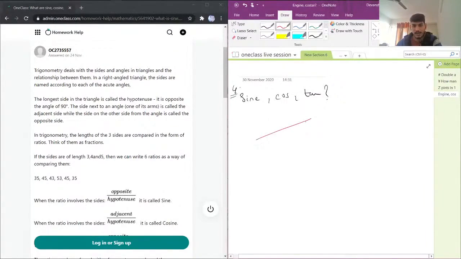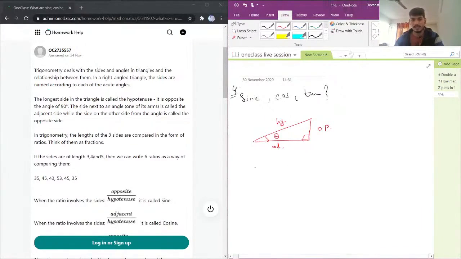So basically, if we have a right angle triangle, this is 90 degrees. Let's say this angle is theta. Let's say this is the opposite side, this is the adjacent side, and this is the hypotenuse. So sine, cosine, and tangent are trigonometric ratios, and they give the ratio of two lengths for a particular angle for a right angle triangle.